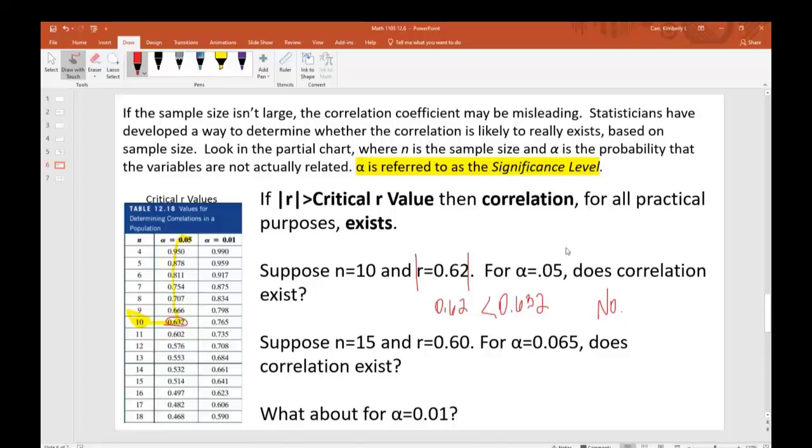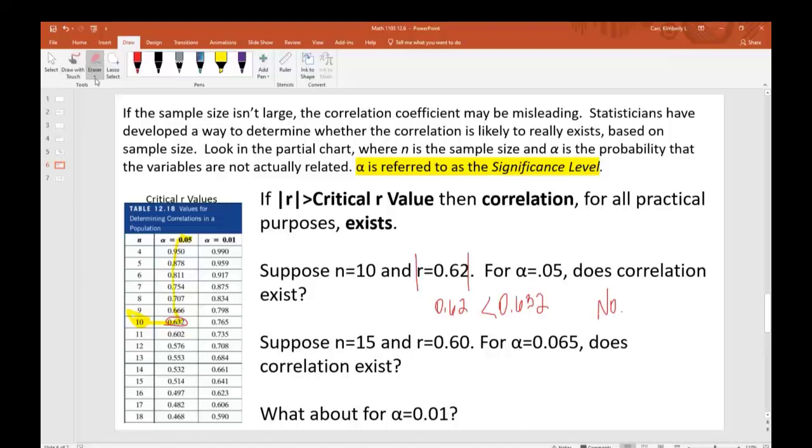That means you're trying to have a 95% probability of being correct and only a 5% probability that they're really not related, so we would say no there. But alpha is not set in stone at 0.05. They can give you any alpha value that they want to.